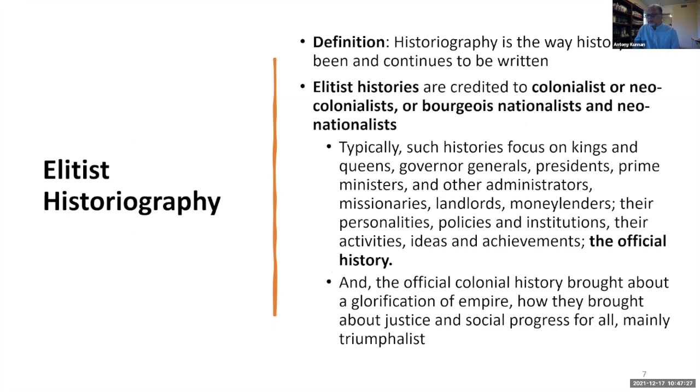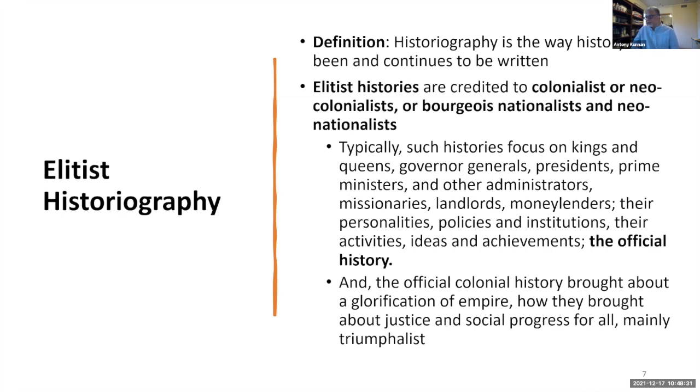Now, I'd like to talk a little bit about the term that I've used in my title, historiography. Historiography is the way history has been and continues to be written. And for this talk, I think it was important for me to give this framework to every one of you so that you understand the way I'm approaching this topic. There are two kinds of histories, if you like. Typically, elitist histories are credited to colonialists or neo-colonialists during the time of colonies, and unfortunately, there are still a few colonies around the world, or bourgeois nationalists or neo-nationalists. Typically, such histories focus on kings and queens and governor generals, presidents, prime ministers, other administrators, or missionaries, landlords, moneylenders. The history of the country is their personalities, their policies, and their institutions, their activities, ideas, and achievements.